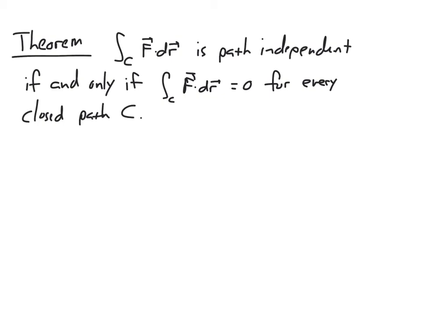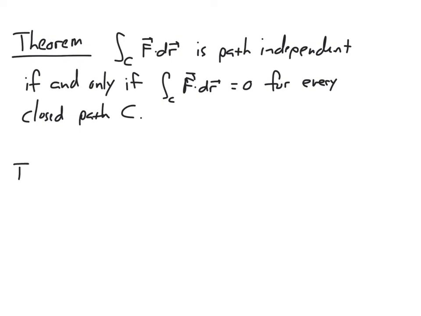Okay. And so the if and only if part, if you're not familiar with basic logic, basically means that these two conditions are either both true for a given integral or are both false. So if an integral is path independent, then the integral over any closed curve will equal 0. And if the integral over every closed curve is equal to 0, then the integral is path independent.